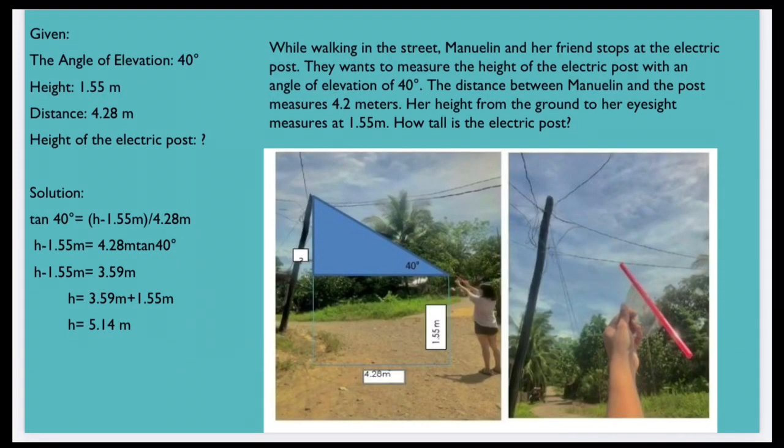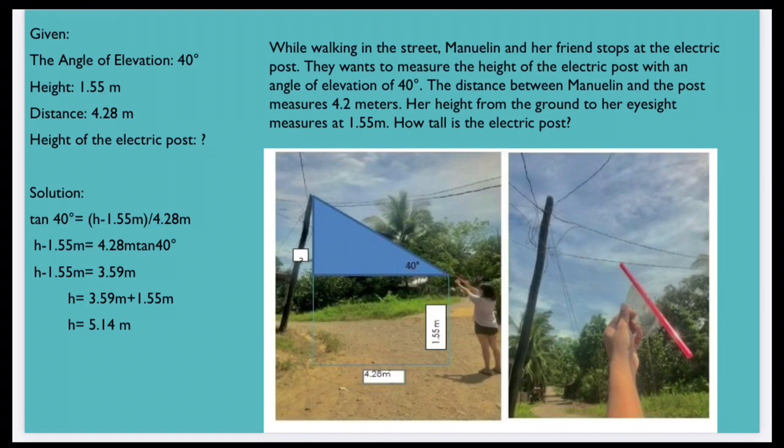So here is my example number 1. While walking in the street, Manuelin and her friend stop at the electric post. They want to measure the height of the electric post with an angle of elevation of 40 degrees. The distance between Manuelin and the post measures 4.28 meters. Her height from the ground to her eyesight measures 1.55 meters. So the question is, how tall is the electric post?